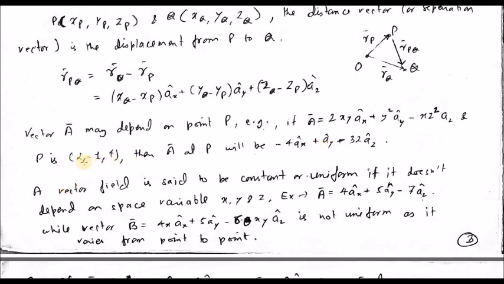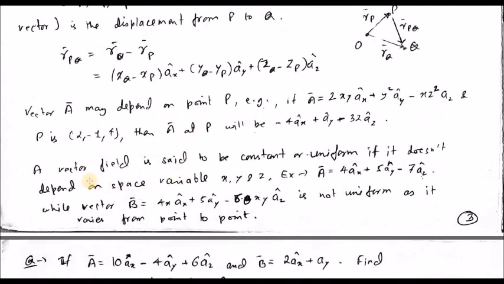I am just putting the values of x, y, z in this. So x is 2, y is minus 1, and z is 4. Just substitute these values in this, and you will get vector A at point P. So it is not necessary that vector A is constant; it varies from point to point.